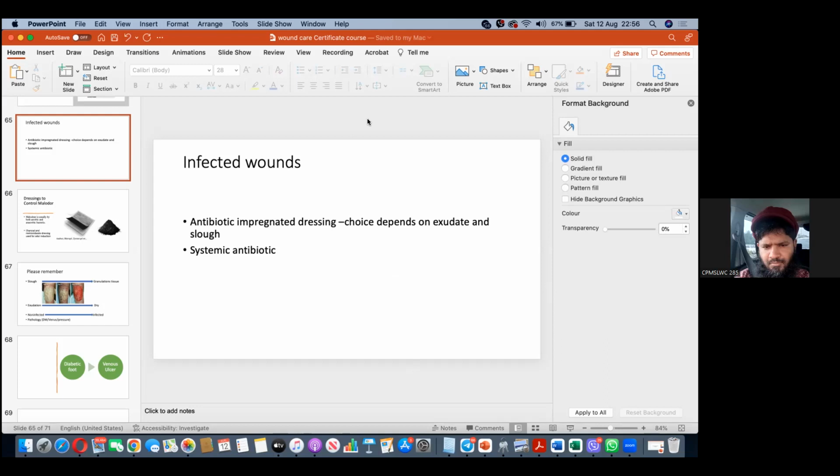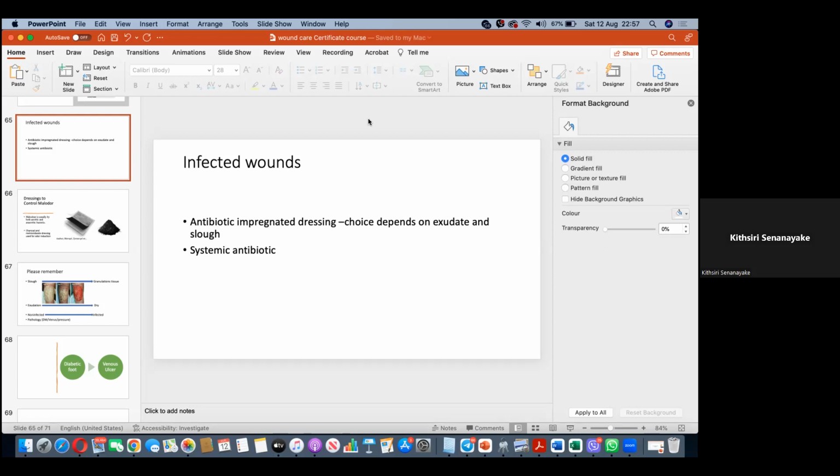What is the best way to remove biofilm except surgical debridement? Are there any dressings? It's very difficult to say the best method. Surgical debridement is obviously not the best way. You can remove it, but when you do, you can damage the granulation tissue. So it depends. We can't say what is the best.